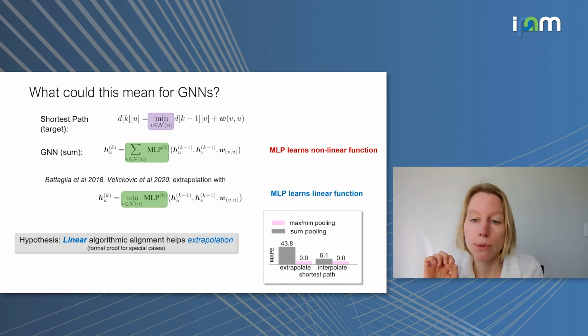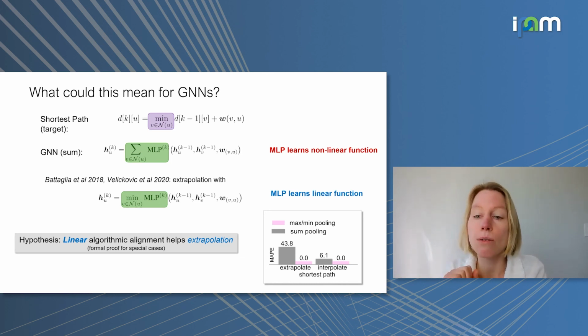If I use sum pooling, I'm interpolating well. I have good test error on data that looks like the data I've trained on, but it doesn't look very good if I go away from that data. So the extrapolation doesn't work. So this is further empirical evidence that this hypothesis actually is useful.